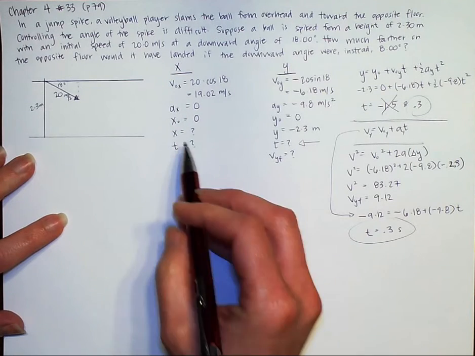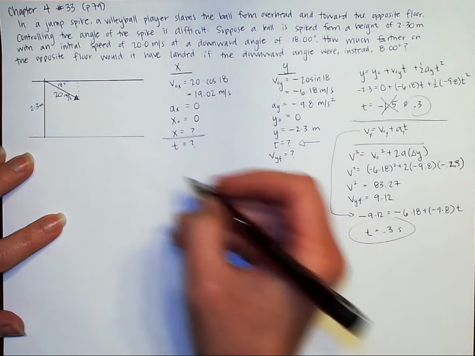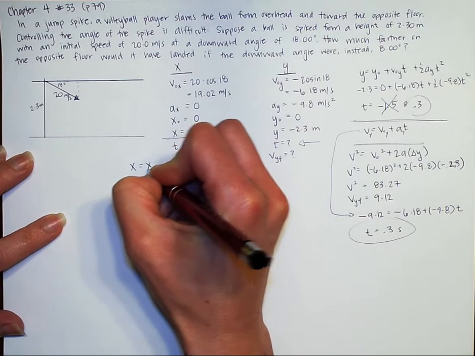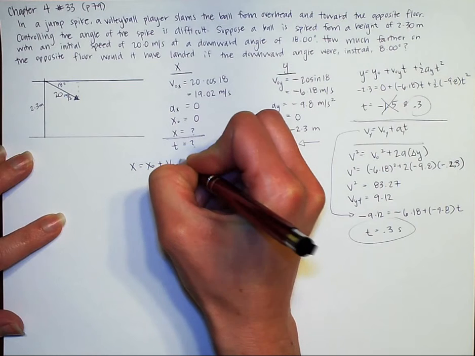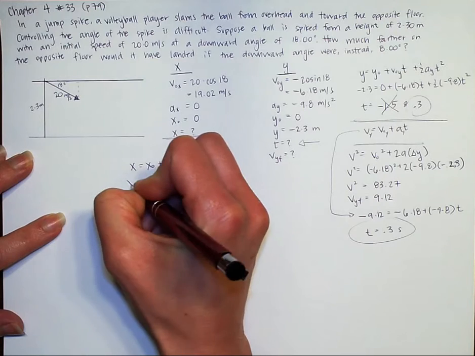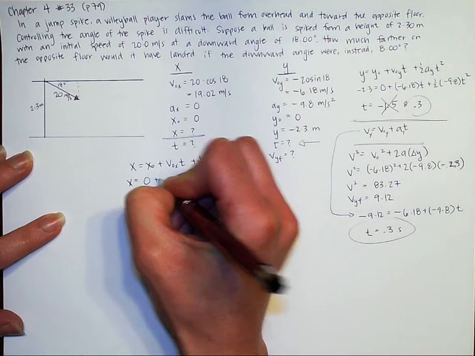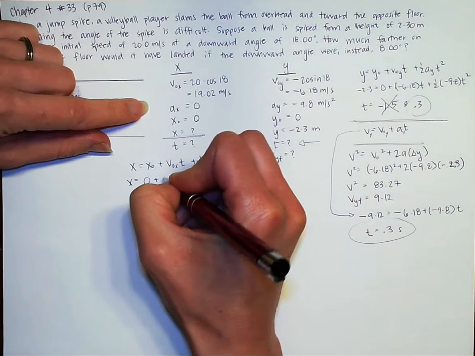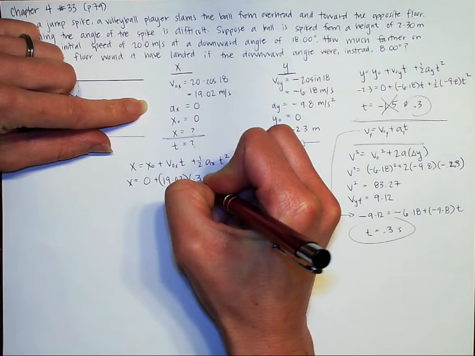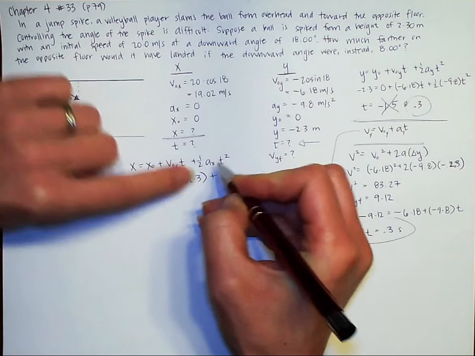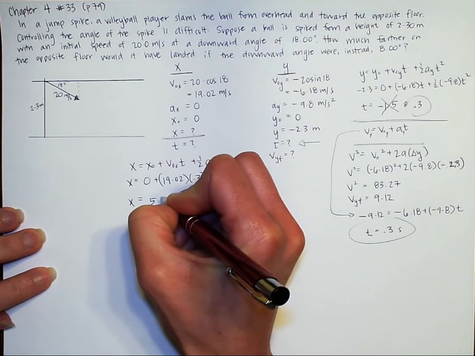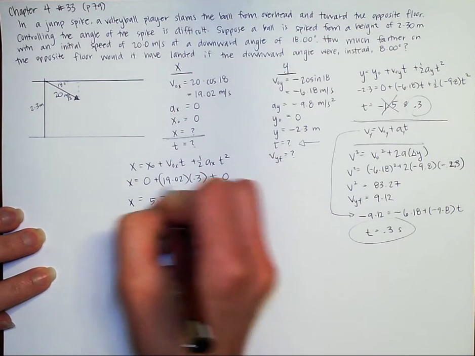So now we need to figure out our distance in the x direction. And so we'll go about that by using our kinematic equation, x equals x naught plus v naught x t plus 1/2 a x t squared. And so x equals 0 plus our initial x velocity, 19.02, times our time that we just found, 0.3, plus 0, since our acceleration in the x is 0. And we find that our distance here is 5.72 meters.